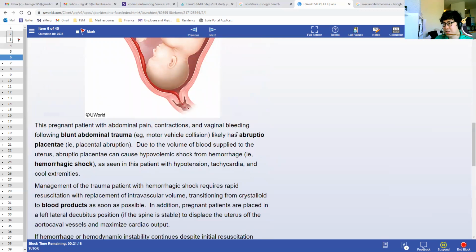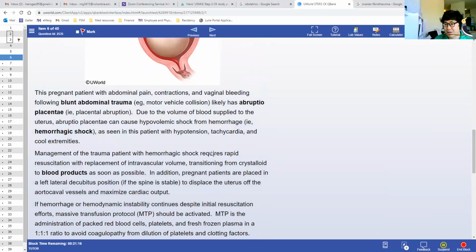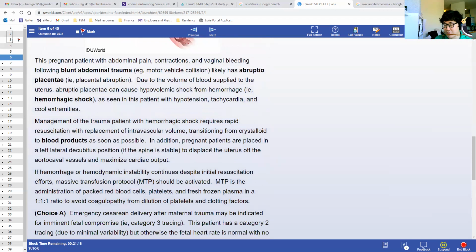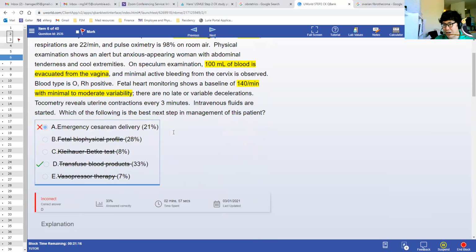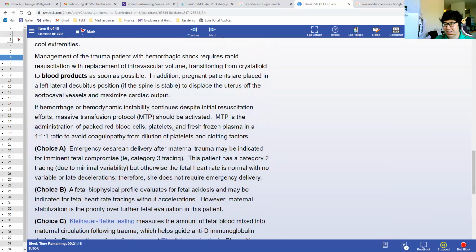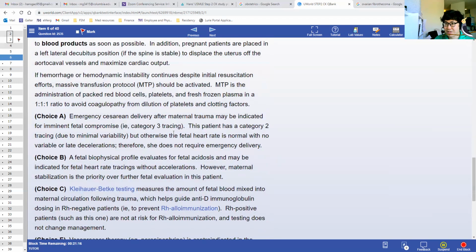Wait, the problem admits that she probably has an abruption, this can cause hypovolemic shock. Oh, because this is causing hypovolemic shock, we need rapid resuscitation with products of intravascular volume and transitioning to blood products. So my reasoning was right, but I got the wrong answer anyway because I felt that blood transfusions could wait a little bit longer. All right.